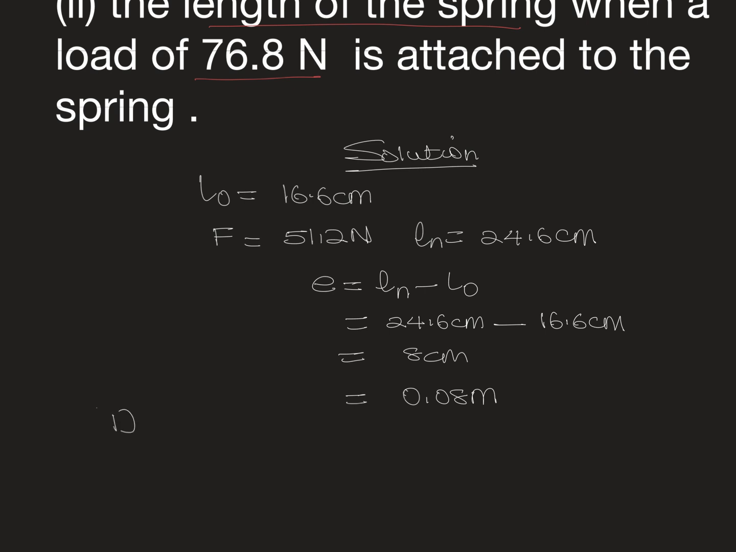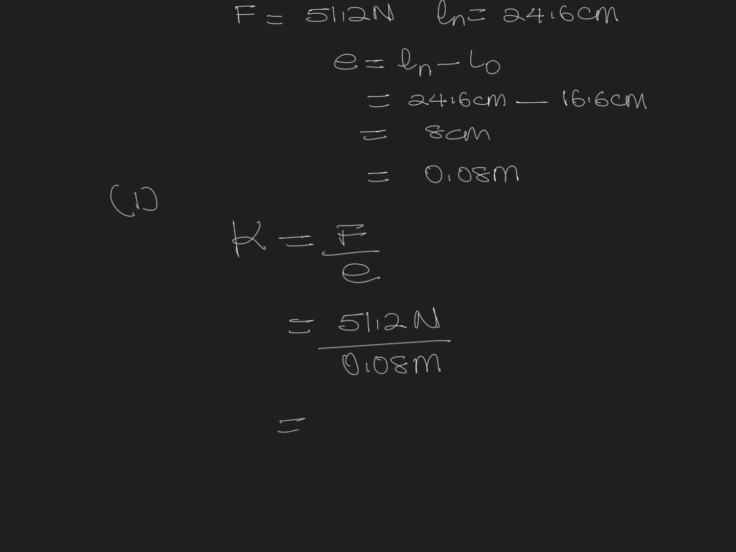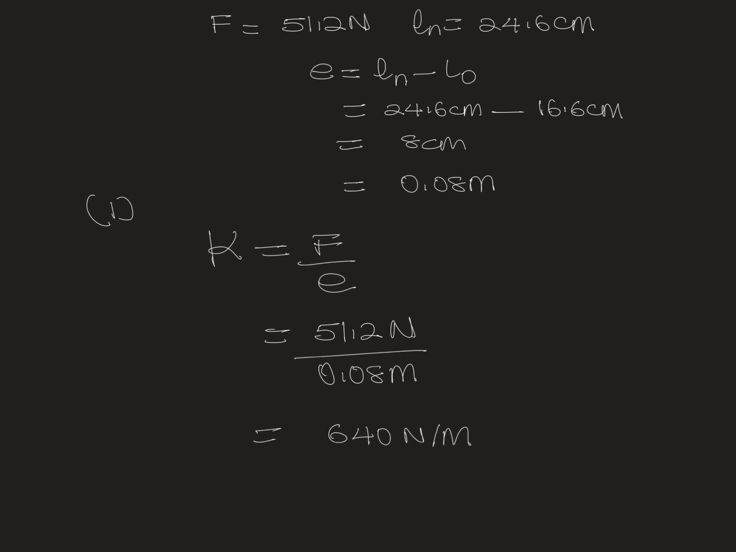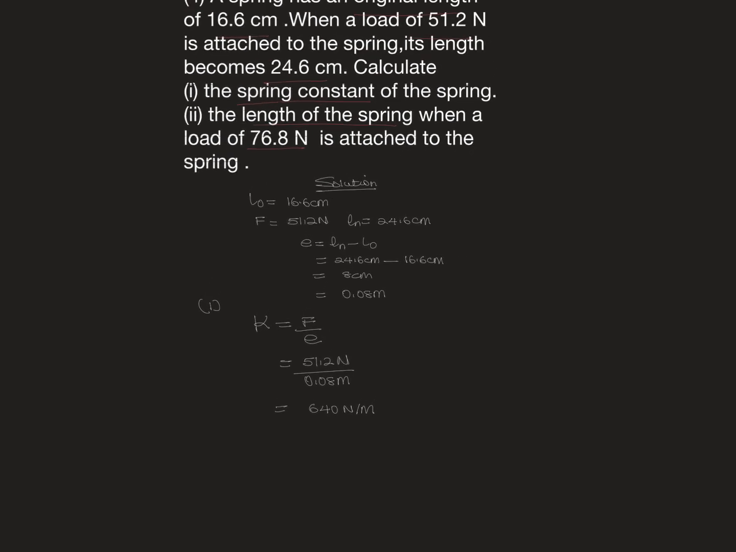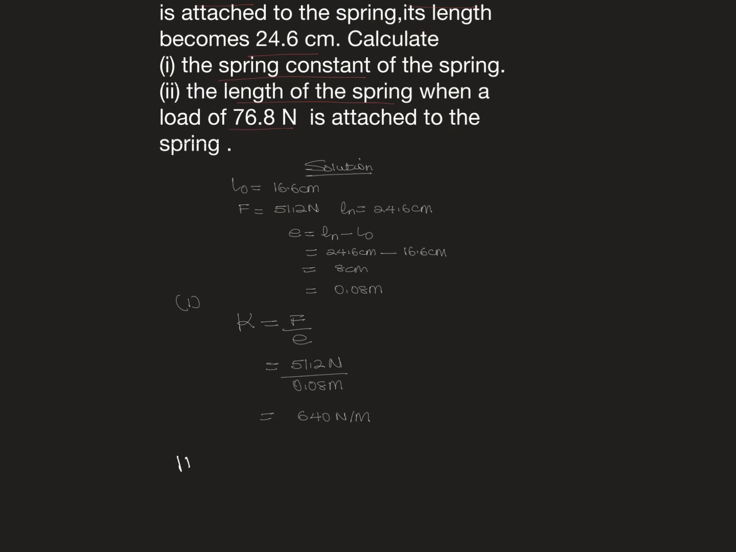So answering question 1, it asks us to calculate the spring constant, which is K. We know that K is equal to F divided by E. The force was 51.2 newtons and the extension was 0.08 meters. So that will be 640 newtons per meter. Moving on to question 2, it says calculate the length of the spring when the load is 76.8 newtons.